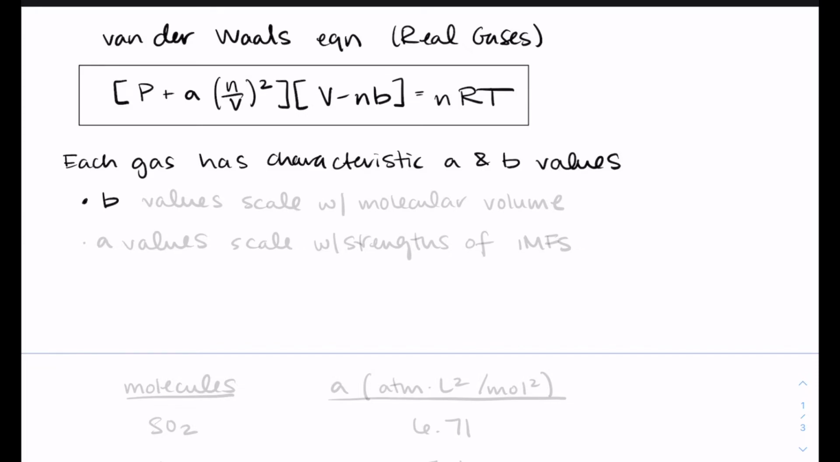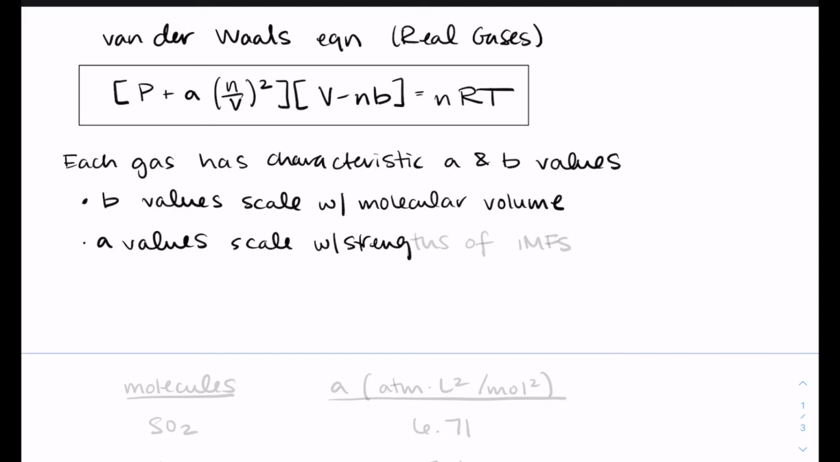The a value scales with the strength of the intermolecular forces. So the pressure is what is mostly affected by this. If the molecules are sticking together a lot, it's going to bring the pressure down. And so we'll see that. I think I have a picture that we're going to go through. Nope, I don't have a picture that we're going to go through. We can pull up a picture in class.